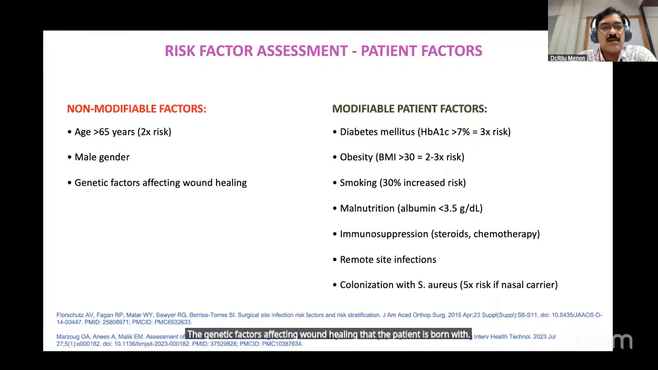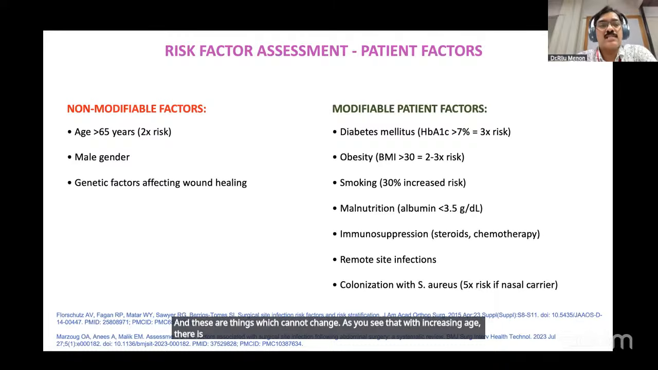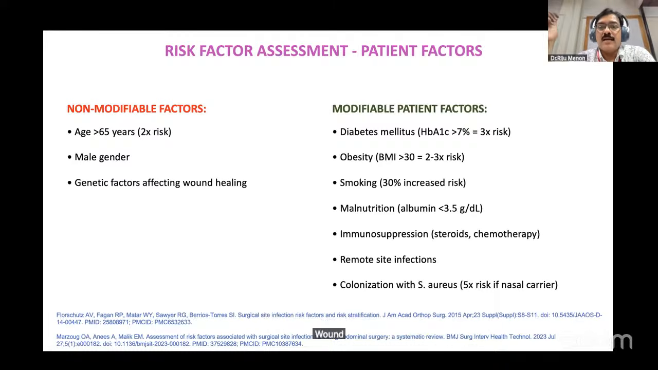Now, these are things which cannot change. As you see, with increasing age, there is almost 2 times increased risk of wound infection. The modifiable factors are the ones that we can prevent. So whenever we see a patient in the OP and we are thinking of doing a surgery for them, we have to work them up for control of these things. So these become the preventive factors. You can actually control it and then do a proper surgery.